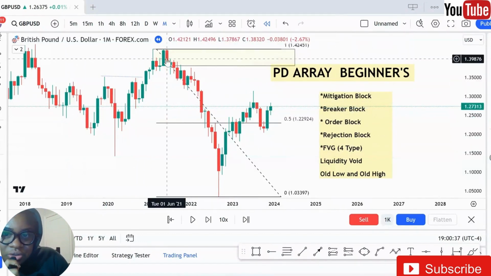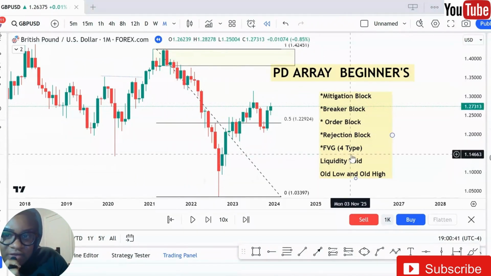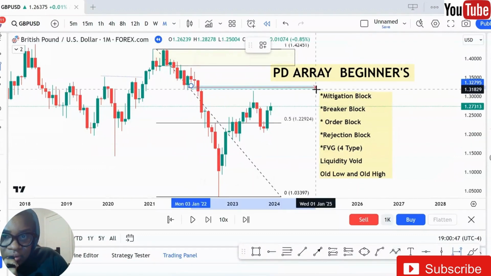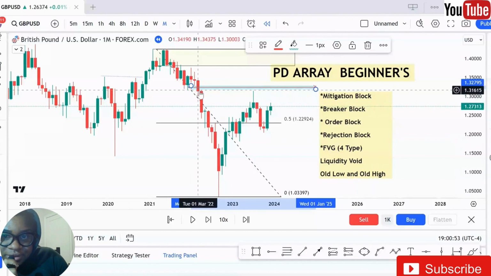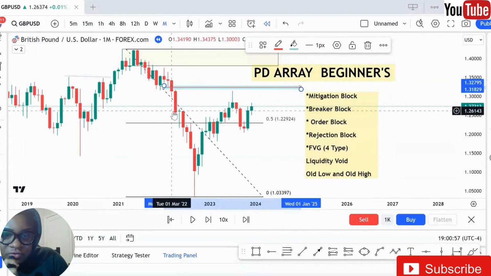Is there a mitigation block? No. Is there a rejection block? No. Is there a fair value gap? Yes, we have a fair value gap. We have the closest one closer to the other block around here. That's a fair value gap. Do we have liquidity void? This looks like a liquidity void in a way because of the impulse move of the candle.